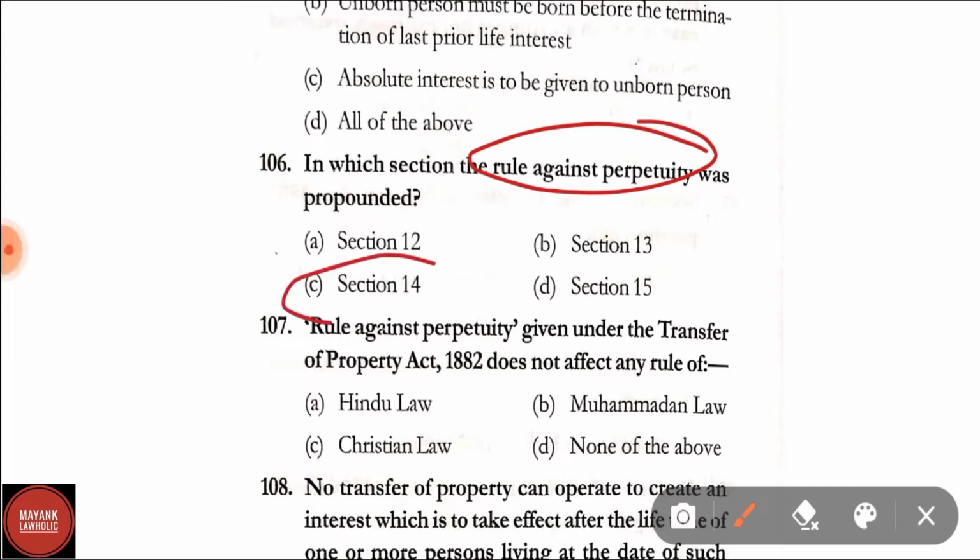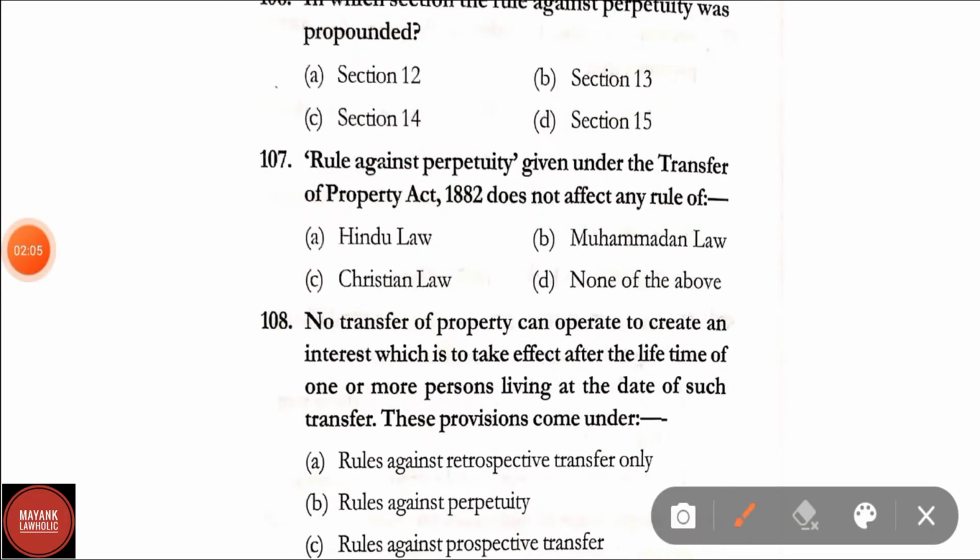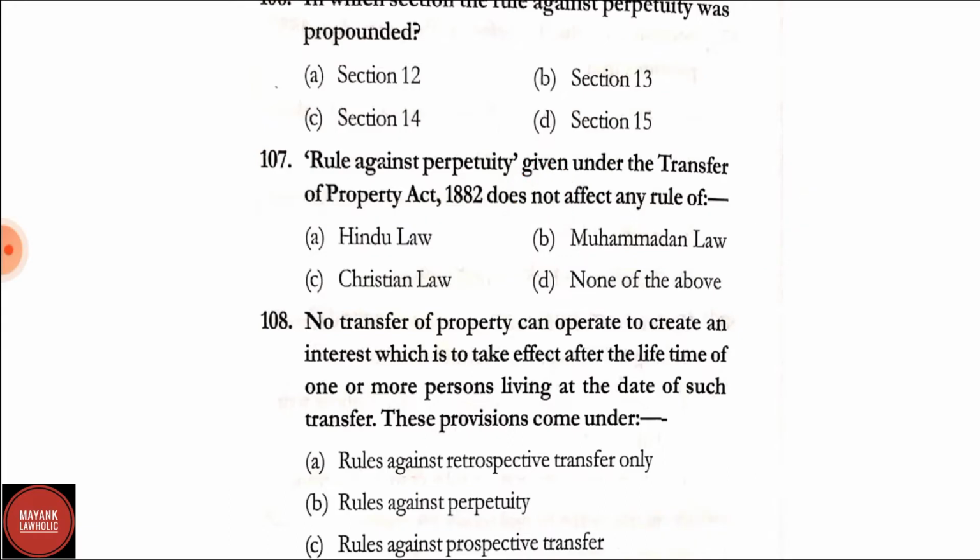Correct answer is section 14. In section 14, rule against perpetuity is propounded. Question number 107. Rule against perpetuity given under the Transfer of Property Act 1882 does not affect any rule of Hindu law, Mohammedan law, Christian law, none of the above. Correct answer is option B, that is Mohammedan law.